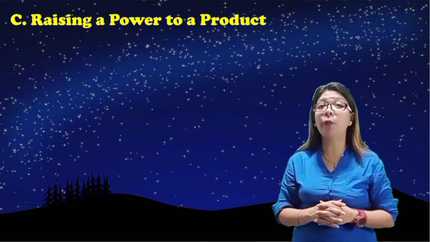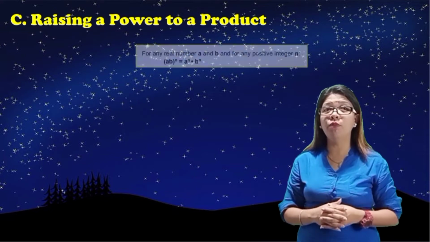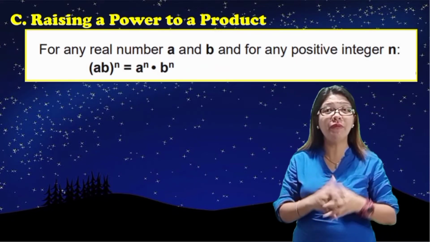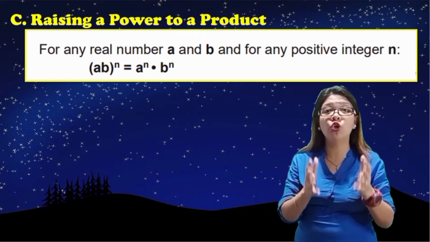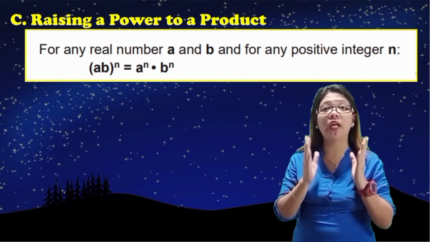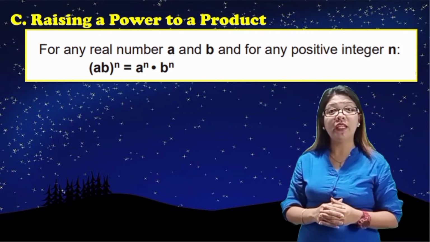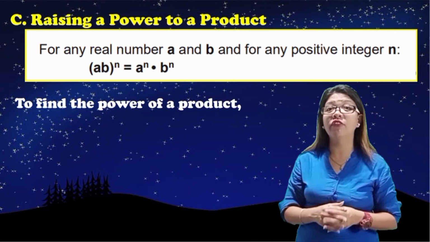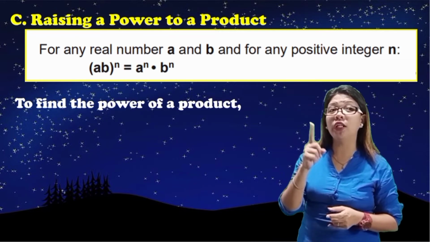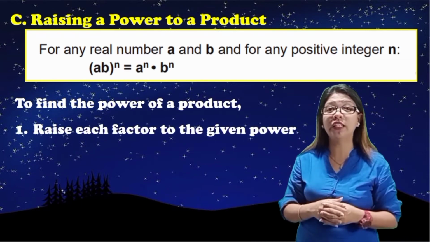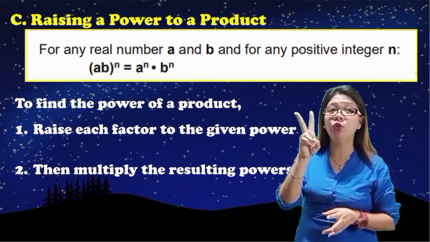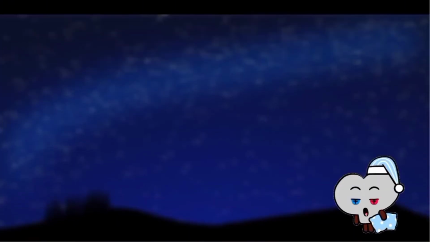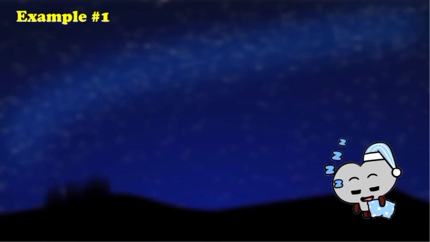Raising a power to a product. For any real numbers a and b, and for any positive integer n, a times b raised to the n power is also equivalent to a raised to the n power multiplied by b raised to the n power. To find the power of a product, we have these 2 steps. The first one is to raise each factor to the given power, and the second one is to multiply the resulting powers.